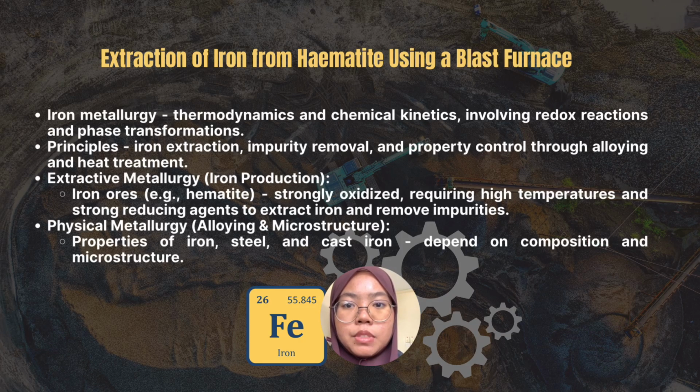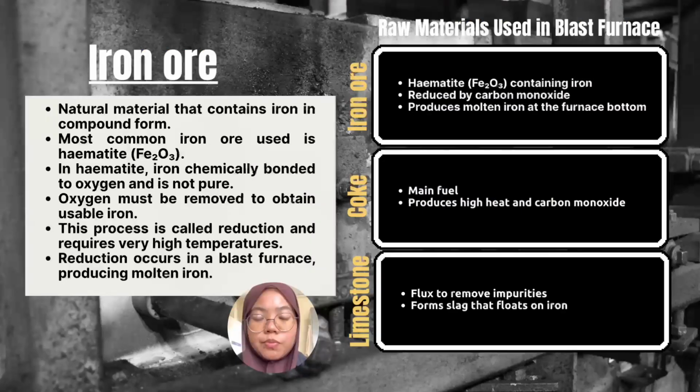As for alloying and microstructure in physical metallurgy, its alloys, for example steel and cast iron, depend heavily on their composition and also microstructure. Iron ore is a natural material that contains iron in compound form. Commonly used is hematite with the chemical formula Fe2O3, chemically bonded with oxygen. The oxygen has to be removed to form usable iron, and this process is called reduction. So it requires very high temperature and also a strong reducing agent to produce molten iron.